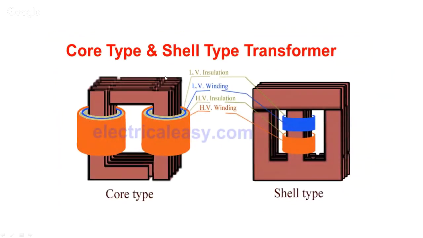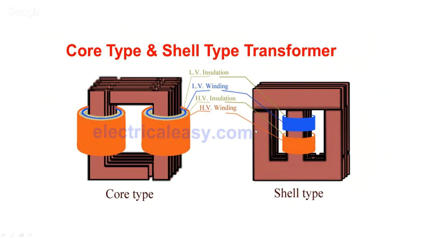So here also you can see these are the laminations. Here the laminations are two Ls. This is one L. This is the other L. And you can see here this is the core type. Here LV winding and HV winding. So the primary and the secondary are wound in layers here.